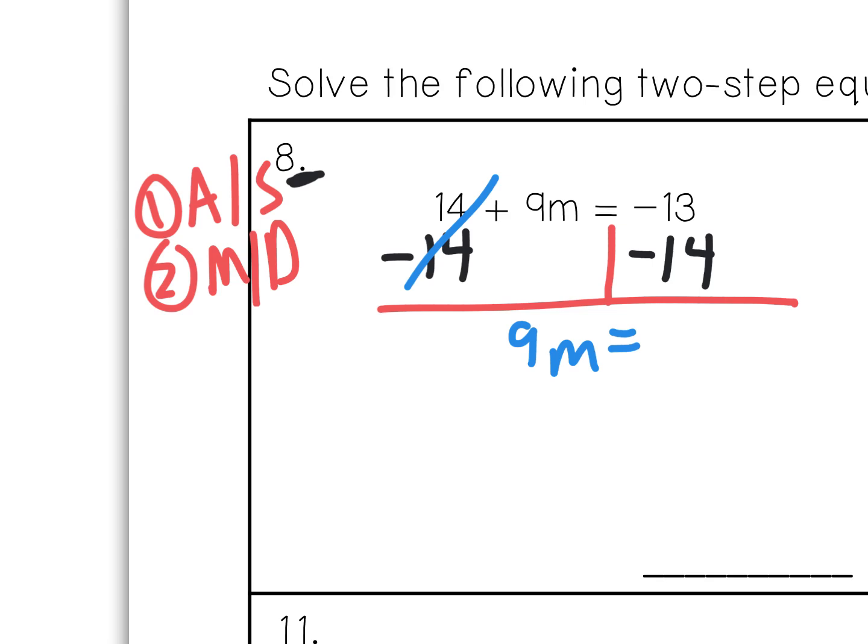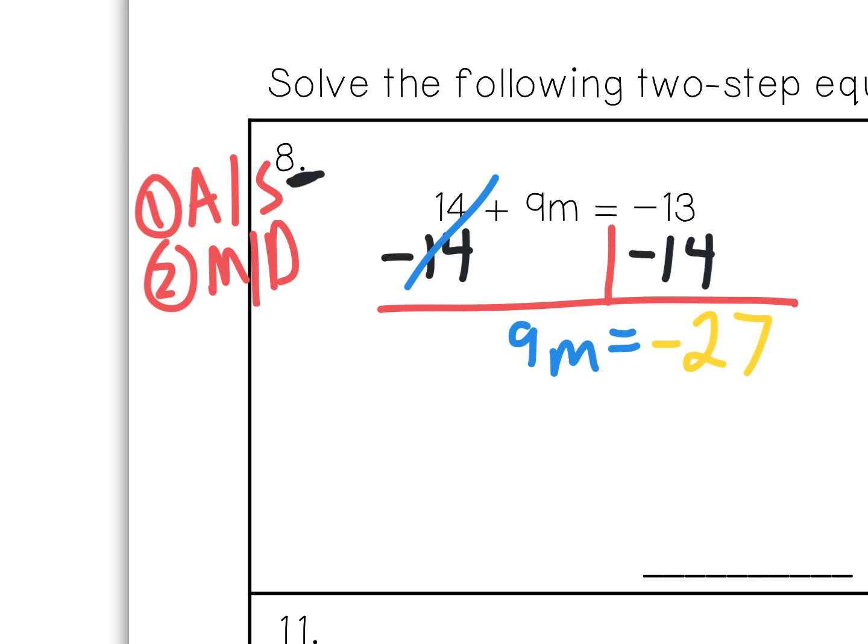Remember, they're both negative. When two numbers are negative, they make a bigger negative. So, it's 13 plus 14, but isn't this negative? Correct. 28. So what? 27. Negative 27. Okay?